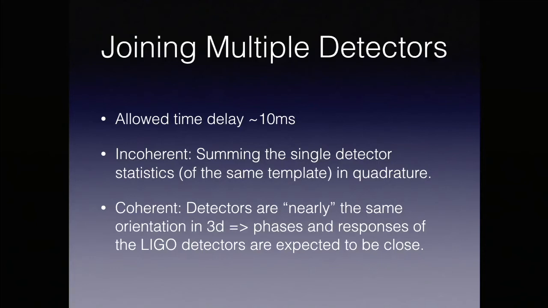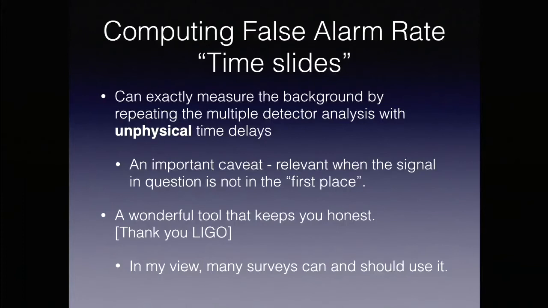Okay, so how do you compute false alarm rates? So you have two detectors, and the maximal physical shift is 10 milliseconds. And you can exactly measure the background by just repeating your analysis and not telling the code that you just moved the detectors 10 seconds apart.